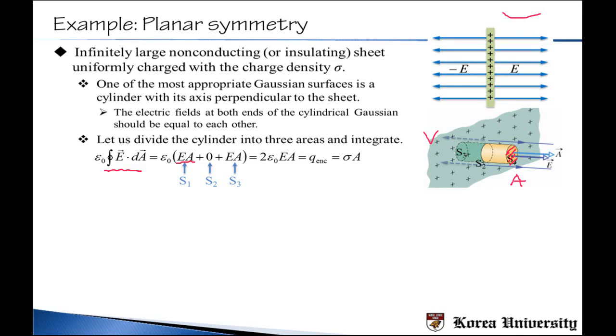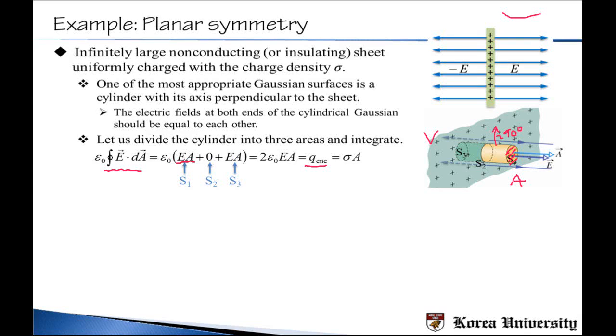It's a right-angled cylinder. And then on S2, why is it 0? Because anywhere on S2, the area vector goes this direction, but you see that the electric field always goes sideways, so it's actually 90 degrees. So therefore the dot product will become 0. Okay, and then if you add them, you finally get twice E multiplied by A, and this epsilon naught is there as a proportionality constant, and this will be equal to the Q inc, which is short for enclosed.